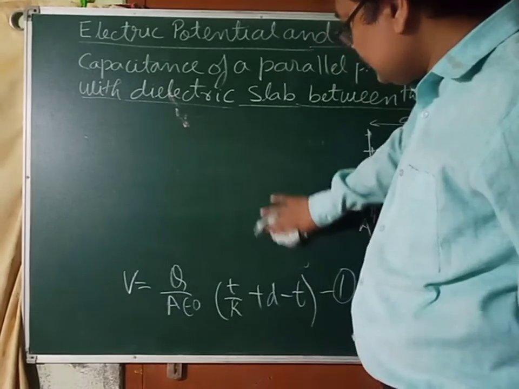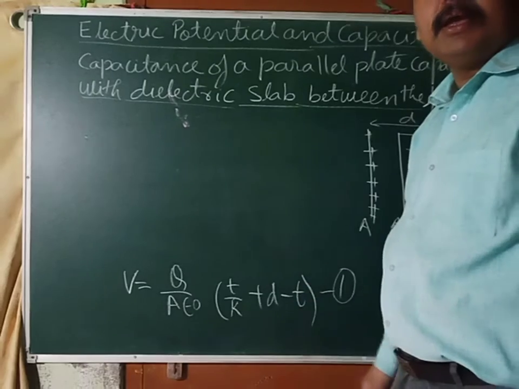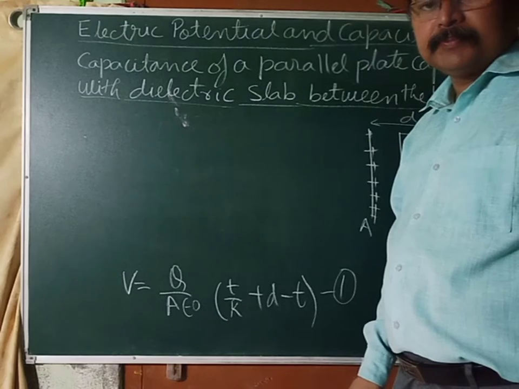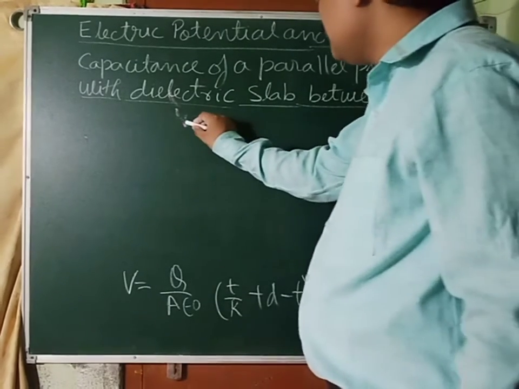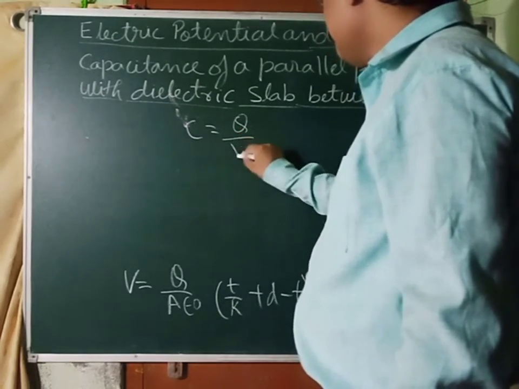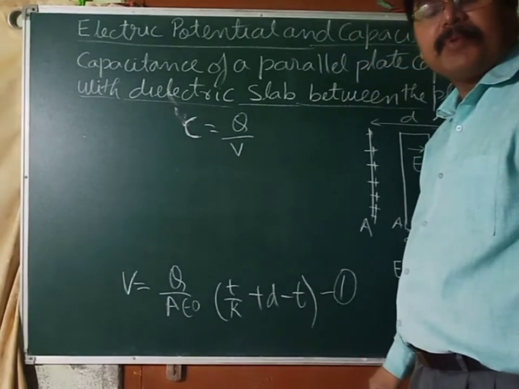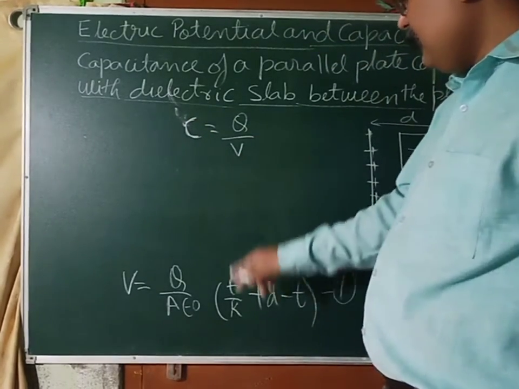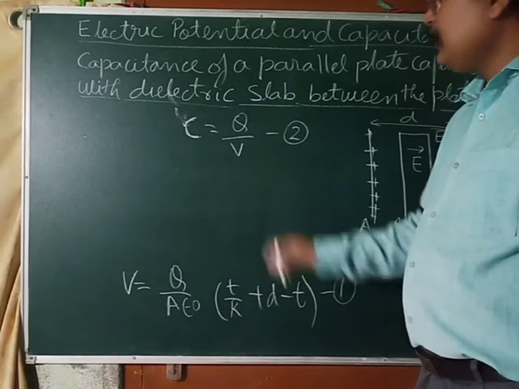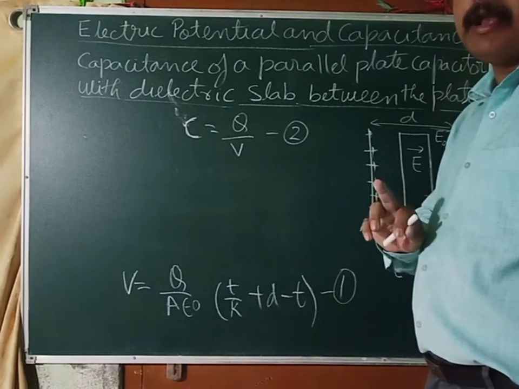After this, what you have to write? Start writing. According to the definition of capacitance, C is equal to Q upon V. That you know very well. C is equal to Q upon V. Now, V we have to take from equation 1. This is our equation number 2. Written. Now you write from equations 1 and 2.